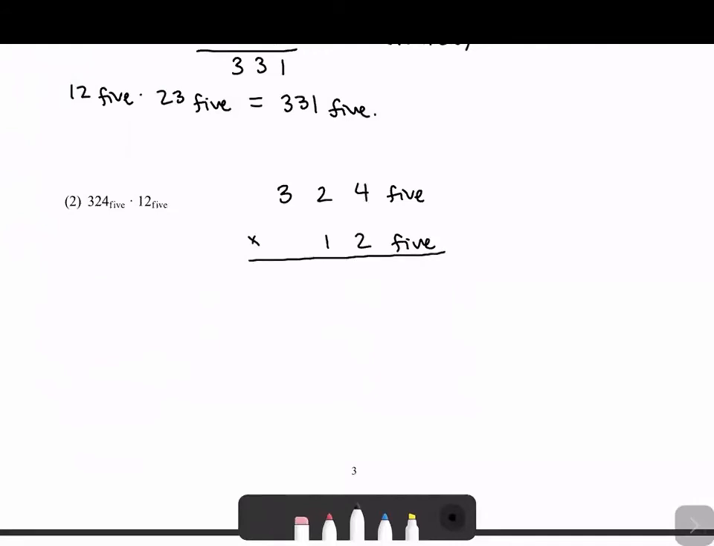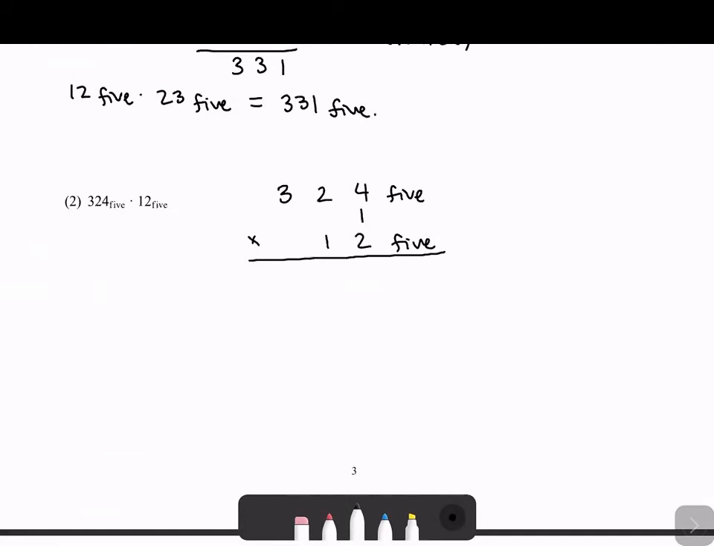You don't have to by any means, because we're just adding partial sums. We could start with that 3, or we could start with the 2, or we could start with the 4. But I'm just going to start with the 4. Your students and you can start with whatever you want. You can just multiply and make sure you hit all of them.